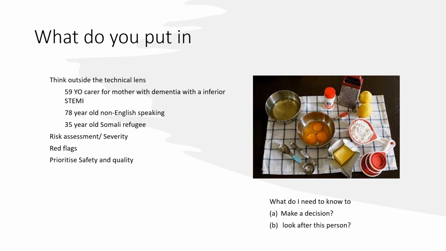But deciding what's important is more than just about decisions. It's also asking, what do I need to know to look after this person safely? Try to think outside the technical lens. If something in the social history is critical, put it in. Having caring responsibilities influences whether a person can come in for admission or what you need to do if they do. Knowing someone's non-English speaking influences whether you can see them without an interpreter.